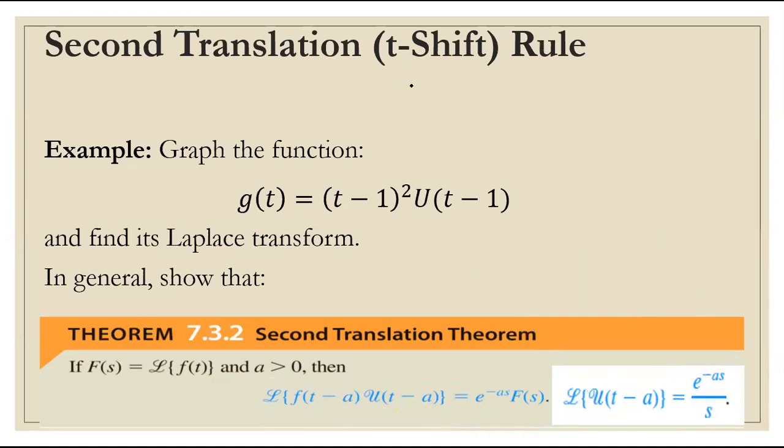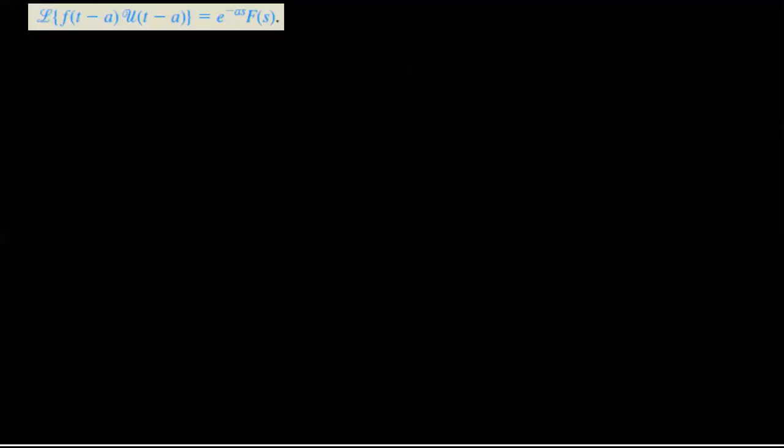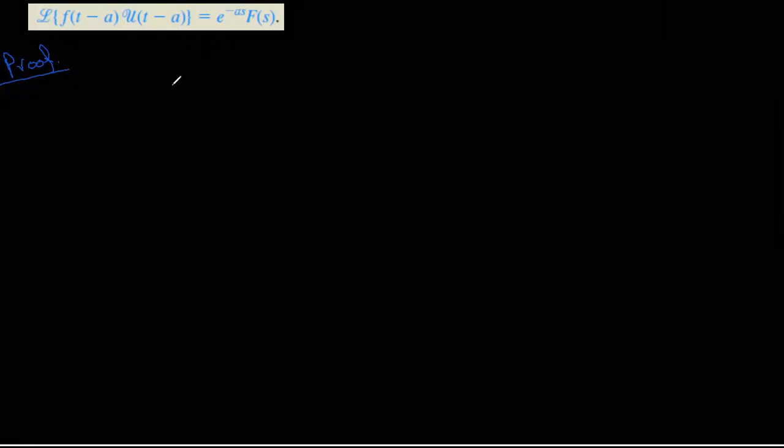Is it clear? Now I'm going to prove the theorem. Here, let us prove it. Maybe in the exam, I will ask you to do that: prove the formula. So here is the proof. Always, if you have a left hand side and a right hand side, maybe you will start from the left hand side to get the right hand side. I'm going to start from the left hand side. That will give me, I need to find the Laplace of f of t minus a times u of t minus a. How to find this?